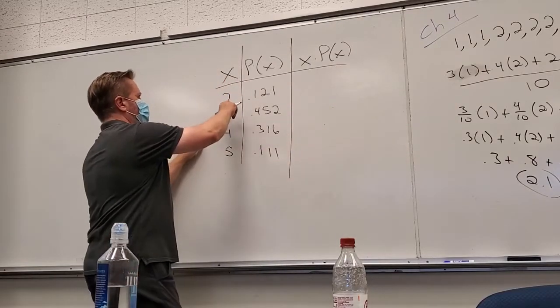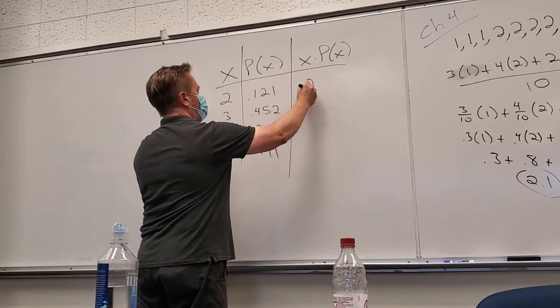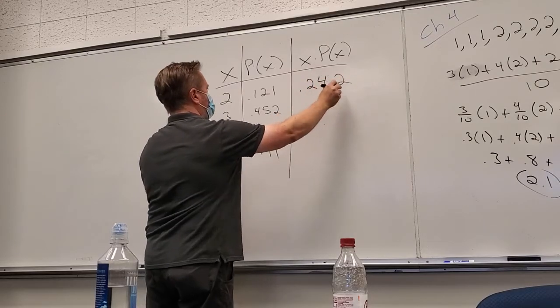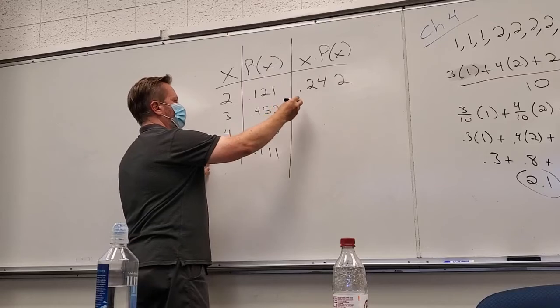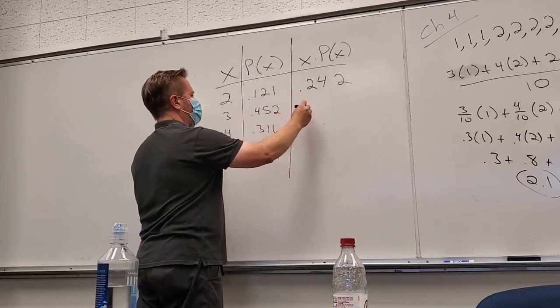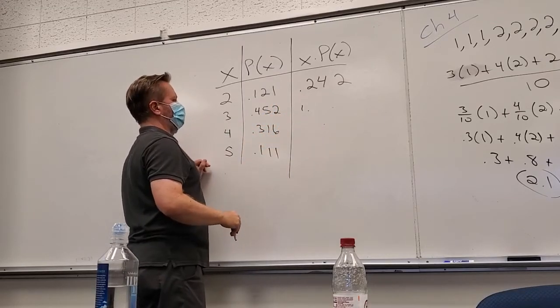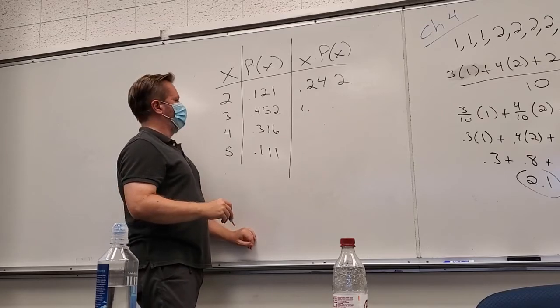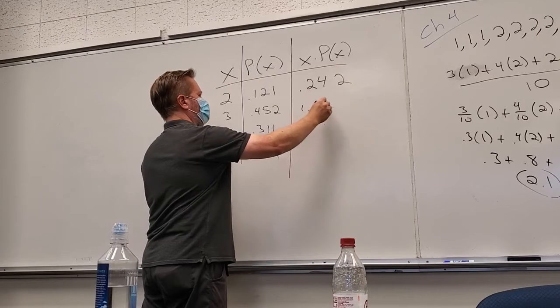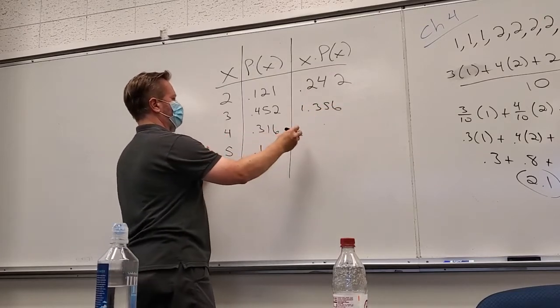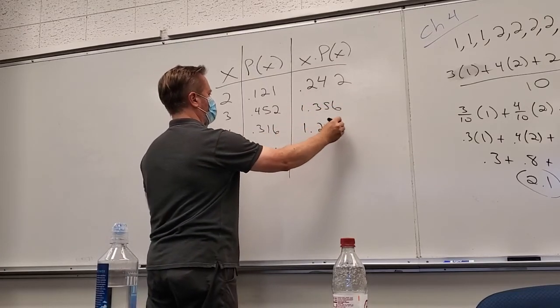All right, so somebody help me out. Twice 0.121 is remarkably enough 0.242. 3 times 0.452, what is that, Jeff? 1.356? That can't be right. 1.356, yeah. Look at Jeff go, and then 4 times this, 1.264.